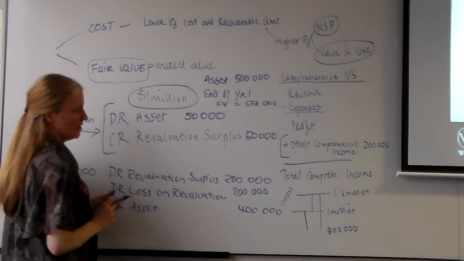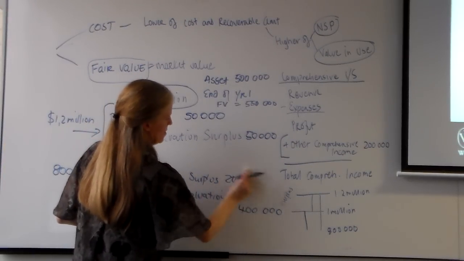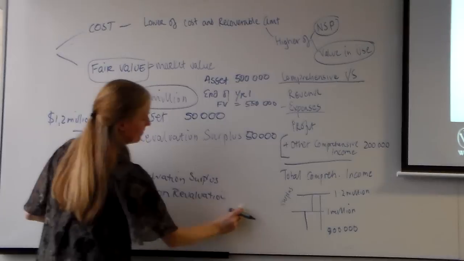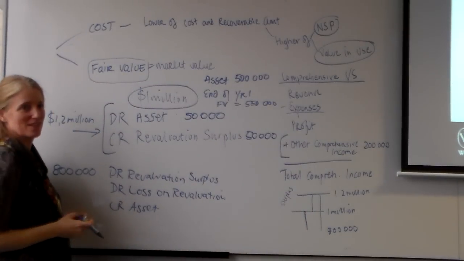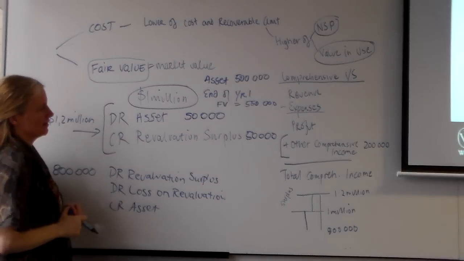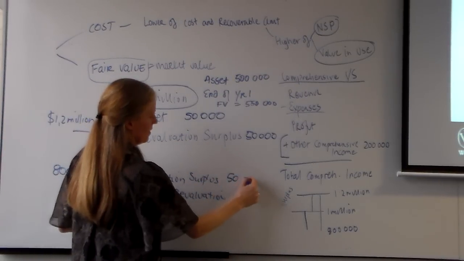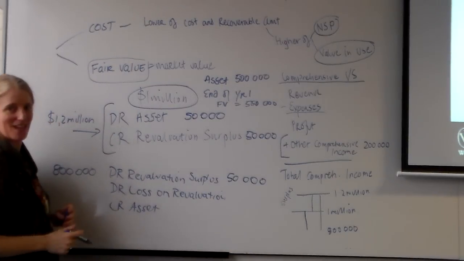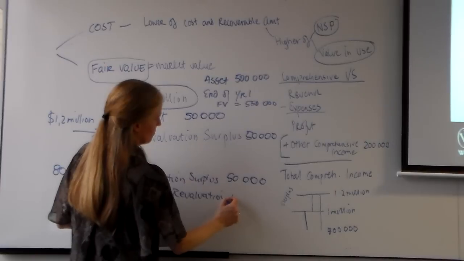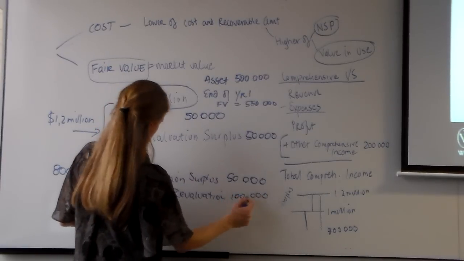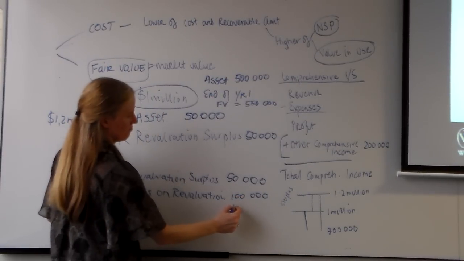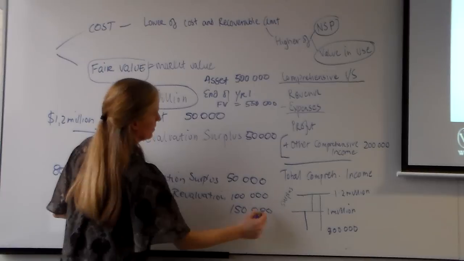And the second one, you're working with the same journal entry. 50, 100. Say 50, and that's going to be here. Yes. Okay. 100.